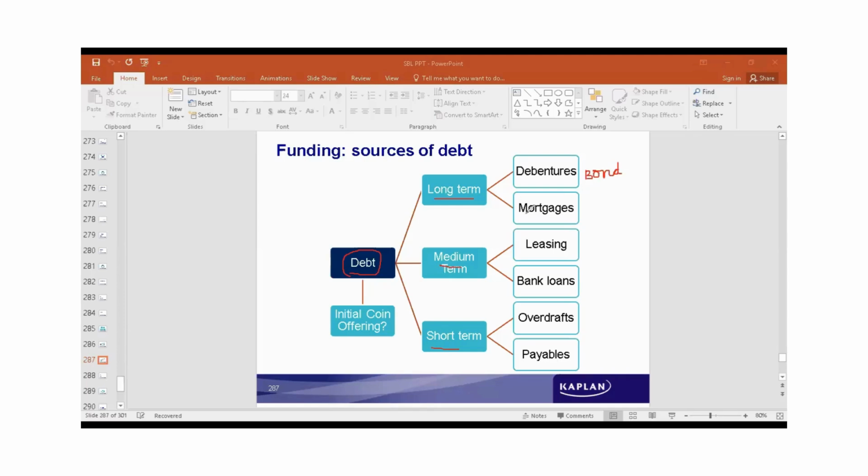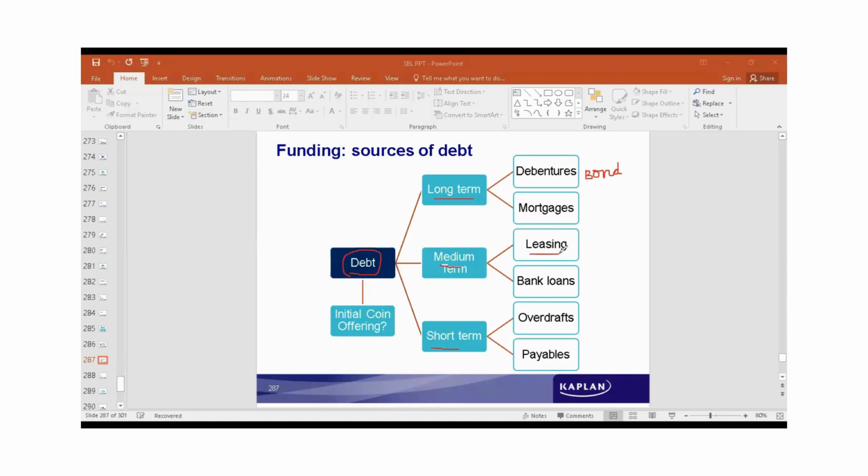Then another type is mortgages. With an asset used as security, funds can be raised. So those are mortgages. For a medium term period, without acquiring the asset, it can still be used by taking it on lease basis. So that is a facility that can be enjoyed, leasing.